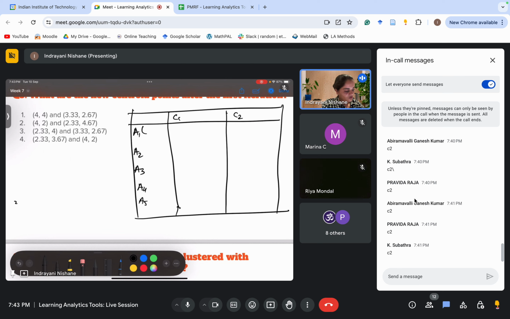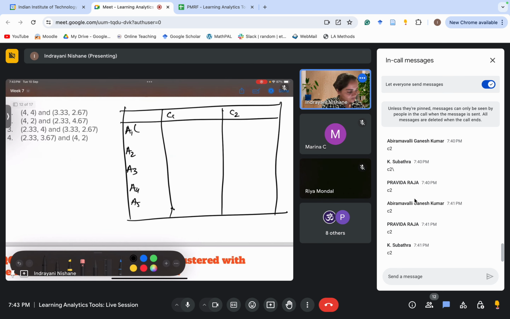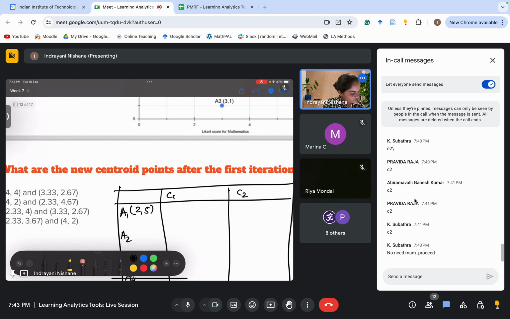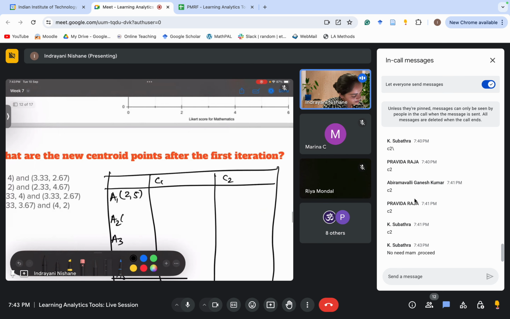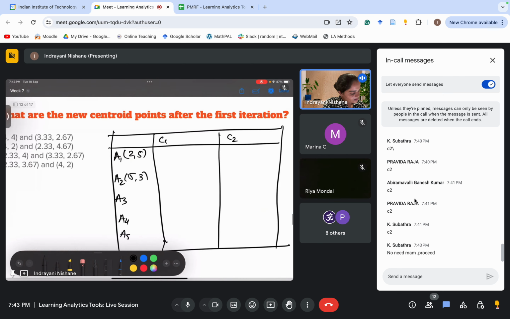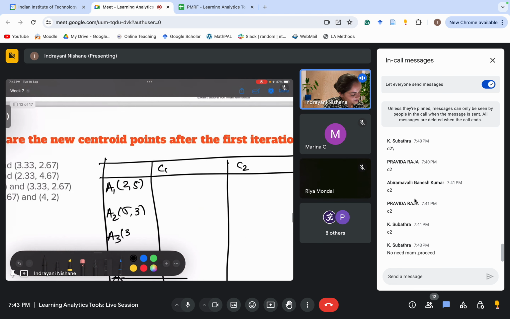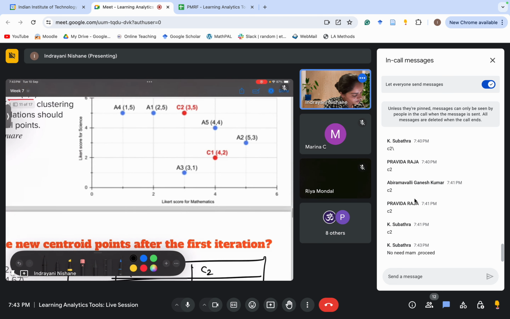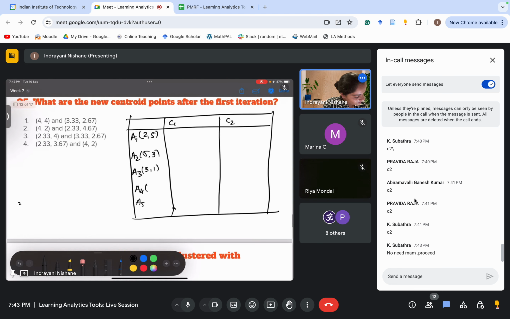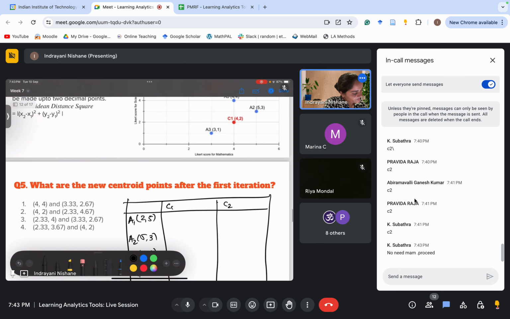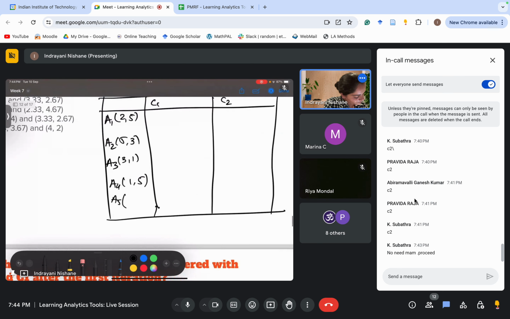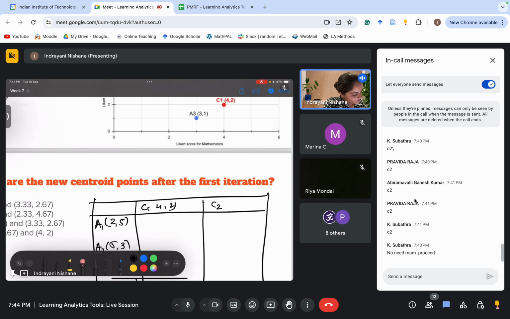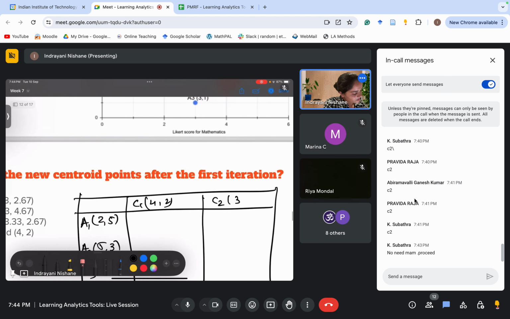A1 was 2, 5, A2 was 5, 3, A3 was 3, 1, A4 was 1, 5, and A5 is 4, 4. C1 is 4, 2, and C2 is 3, 5.